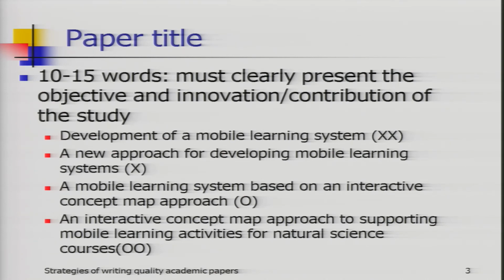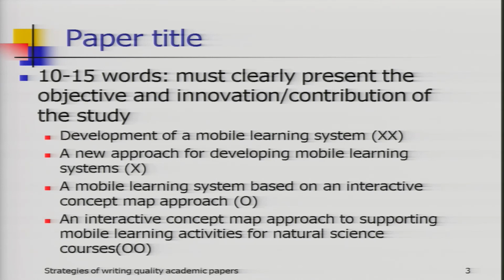"A new approach for developing mobile learning system." It looks better, but what do you mean by new approach? Not clear, right? I don't know. New? What does new mean? Okay, it's not good, okay? "A mobile learning system based on an interactive concept map approach." It's better, some innovation in this title, because it emphasizes an interactive concept map. Usually a concept map is not interactive with people, okay, but this is an interactive one. It sounds innovative, okay? How about this?